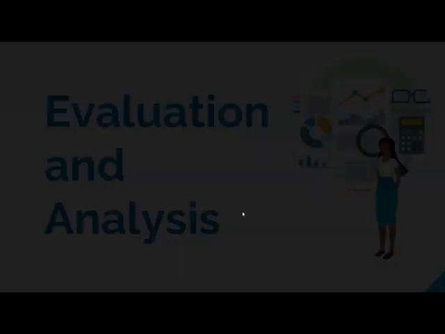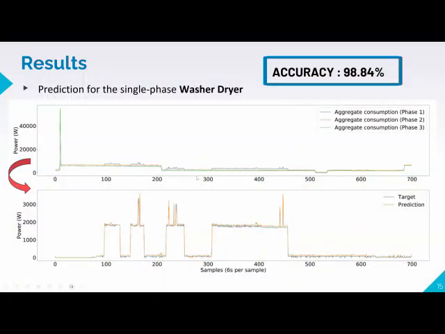So you can see this is the washer dryer, right? This is the total power consumption, where 40,000 watts, but these are the places in this total power consumption area where we have used the washer dryer. You can see the power pattern, right? The target and prediction. We have the target, that is the blue colored one. The prediction is exactly predicting the washer dryer at around 98%.